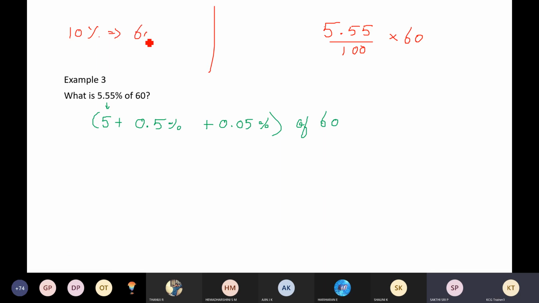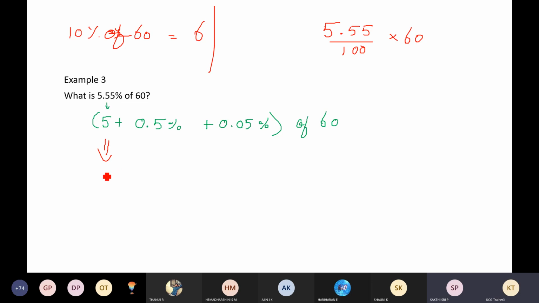What is 10 percentage of 60, guys? 10 percentage of 60. How much is it? Tell me. Very good. Super, Harivardhani. Yes. 10 percentage of 60 is 6. If that is the case, what is 5 percentage, guys? What is 5 percentage? 10 percentage is 6. What is 5%? Very good, Shyam, Harivardhini.